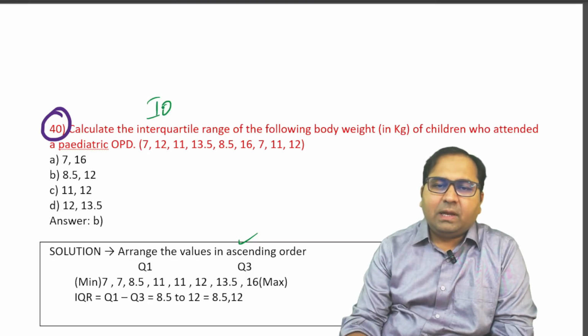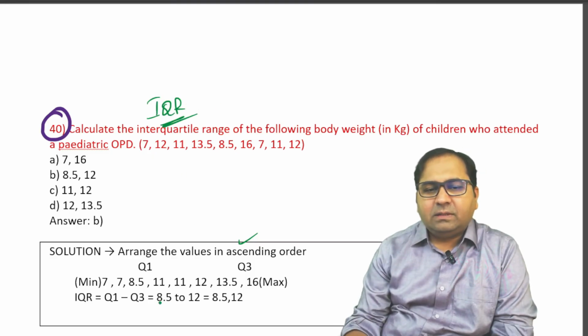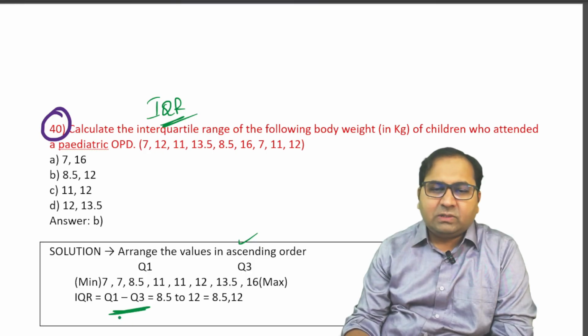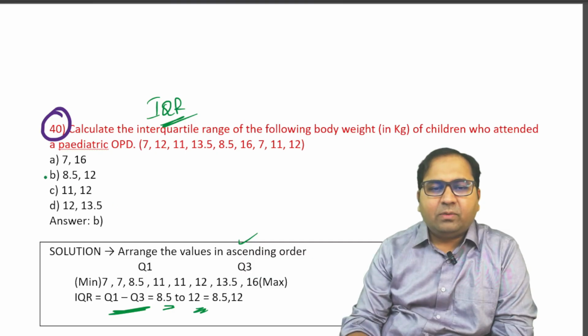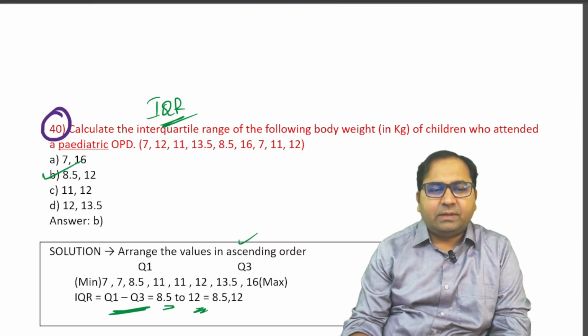So they have asked us to calculate the IQR, interquartile range. The range is between Q1 and Q3, that is Q1 to Q3. So it will be 8.5 to 12. 8.5 to 12, or 8.5 and 12, is the answer for this question.